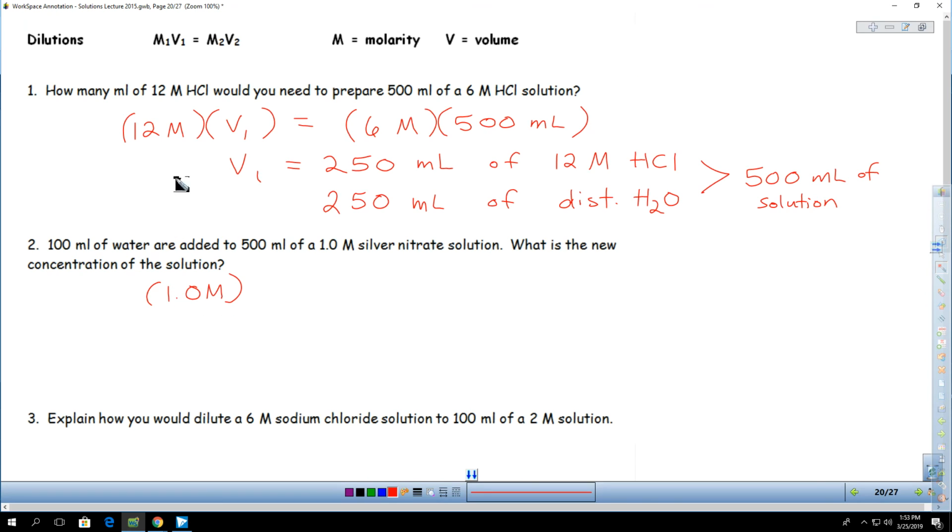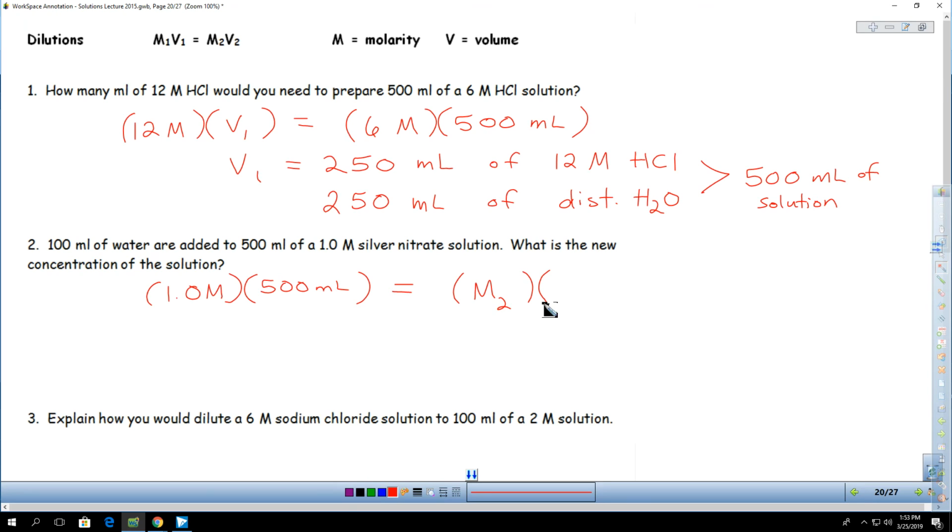That's my M1. V1 is the initial volume, 500 milliliters. Initially, I had 500 milliliters of a 1 molar solution. M2 is the new molarity, which is what I'm trying to figure out. I want to know the new concentration, so M2 will be my variable. V2 is the new volume.